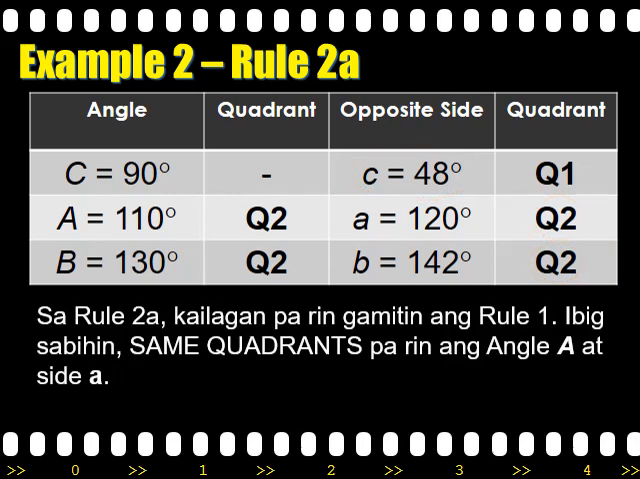So, katulad na nabanggit ko kanina, ang rule 1 is applicable pa rin kahit nasa rule 2A ka na. Okay? Again, because they run concurrently. So, ibig sabihin ito, same quadrants pa rin ang angle A and side A. Kaya dito, parehas silang nasa Q2. Now, ganun din, so si angle B na nasa Q2, dapat parehas din ang quadrant with side B, as stated in rule number 1.